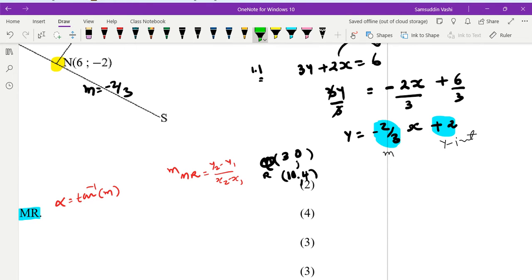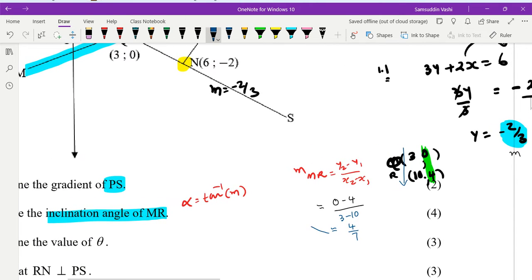So it's easy for me now to substitute y2 minus y1, one line. Okay. So it is going to be what? 0 minus 4 over x2 minus x1, again straight line, 3 minus 10. How much is it? Negative 4 divided by negative 7, it's 4 over 7. Okay, that 4 over 7, now I'll substitute here.